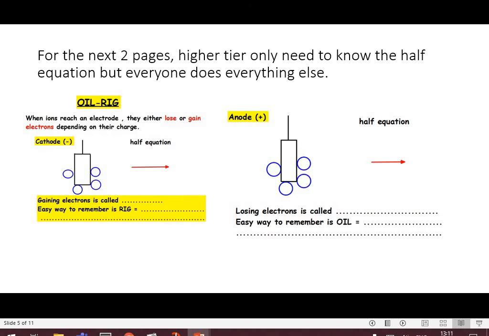Now for the next 2 pages, higher tier, you're the only ones who need to look at the half equations. Everybody answers the bottom bits here. And you can work out what ions are being attracted to the cathode and the anode. But higher tier, you're the only ones that need to worry about the half equations.